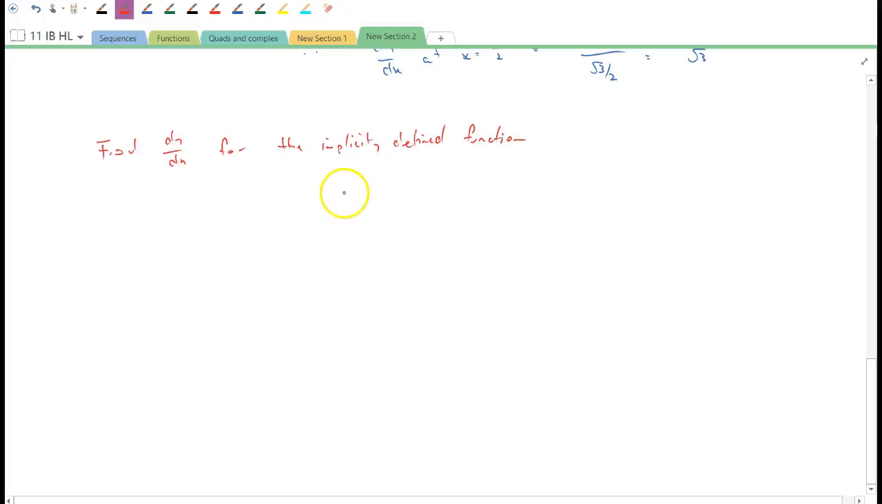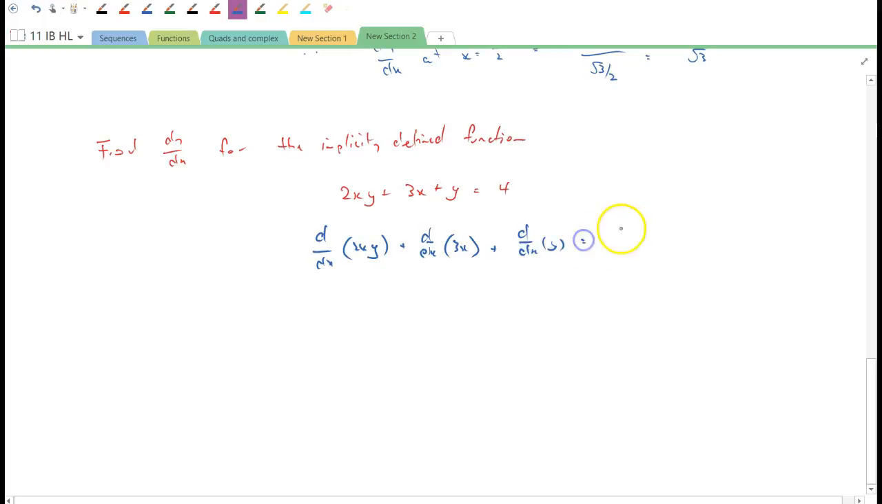Okay, let's do one more. Find dy/dx for the implicitly defined function 2xy plus 3x plus y is equal to 4. All right, we've got stuff all over the place here. So we're finding dy/dx. We're going to take d/dx of 2xy, d/dx of 3x, d/dx of y, and d/dx of 4. That's going to help us find dy/dx for this implicitly defined function. It's very difficult for us to make it an explicitly defined function, so much easier to go through and deal with each term as we go.